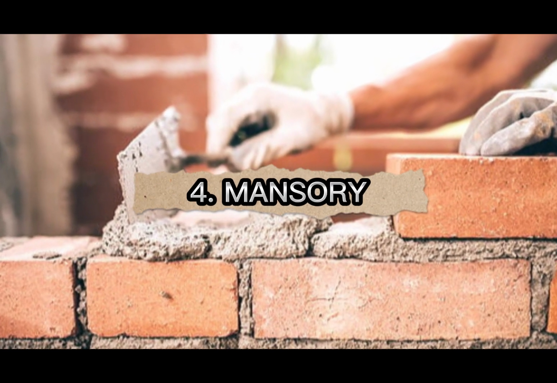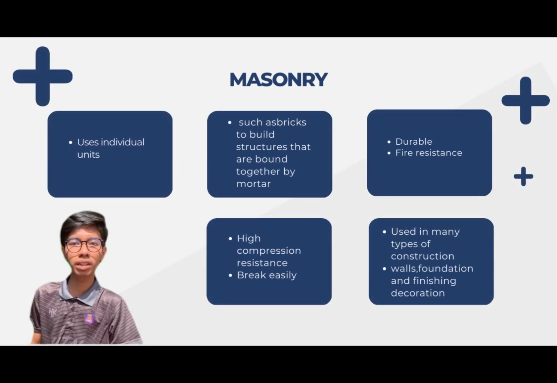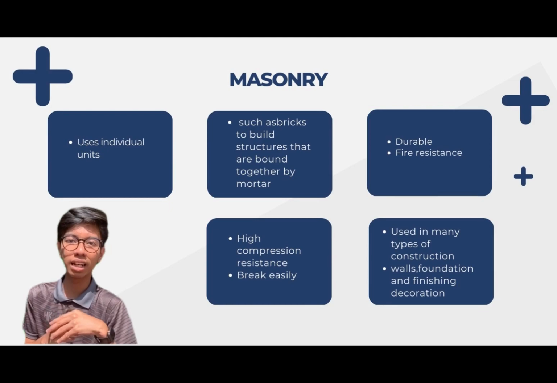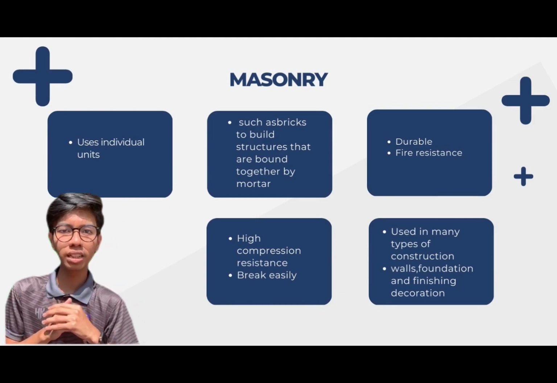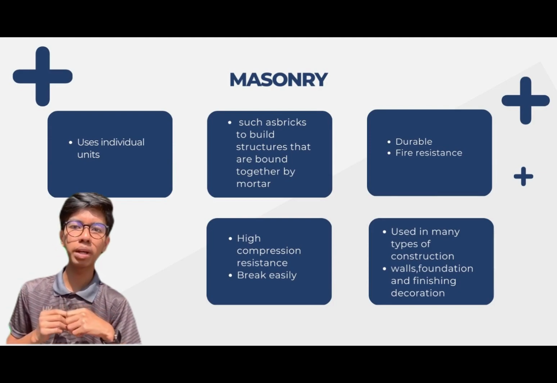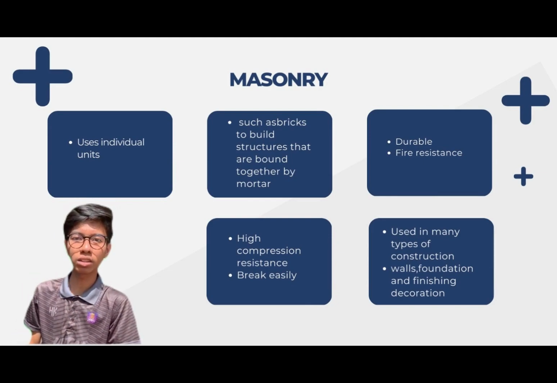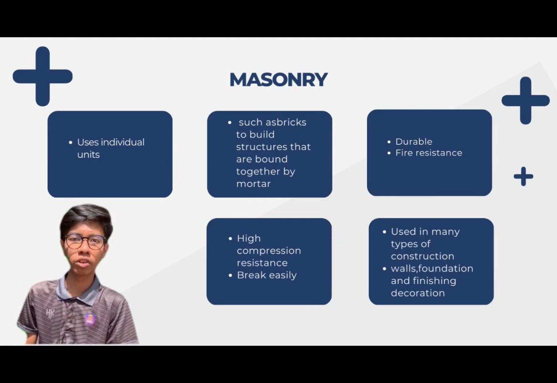Number 4. Masonry. Masonry construction uses individual units such as brick to build structures that are usually bound together by some kind of mortar. Masonry is durable and fire resistant. It has a high compression resistance, but it can break easily. Masonry is used in many types of construction components such as walls, foundations, and finishing decoration.